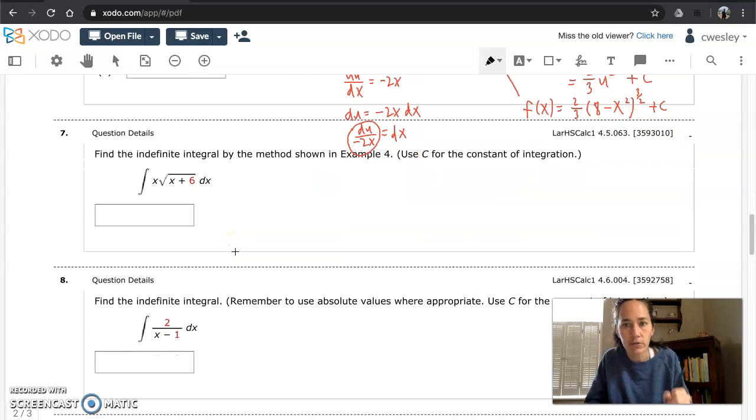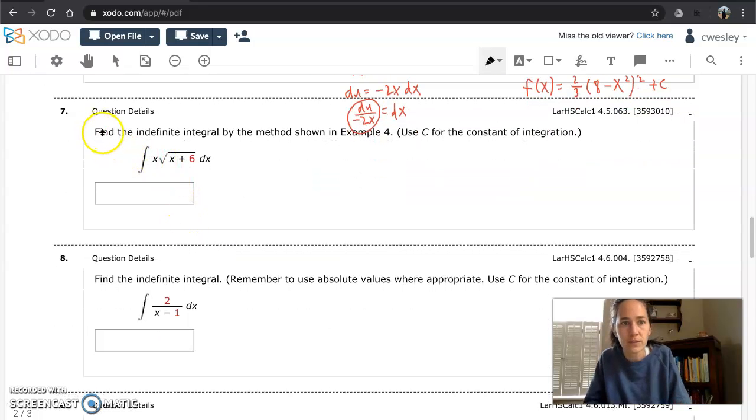Number 7, you could argue there's 2 of these on this WebAssign that are very tricky, and 7 is one of them. 7's out of the ordinary tricky because it looks so tame to start out with, but you need, spoiler alert, a little bit of back substitution. I'll show you what I mean.